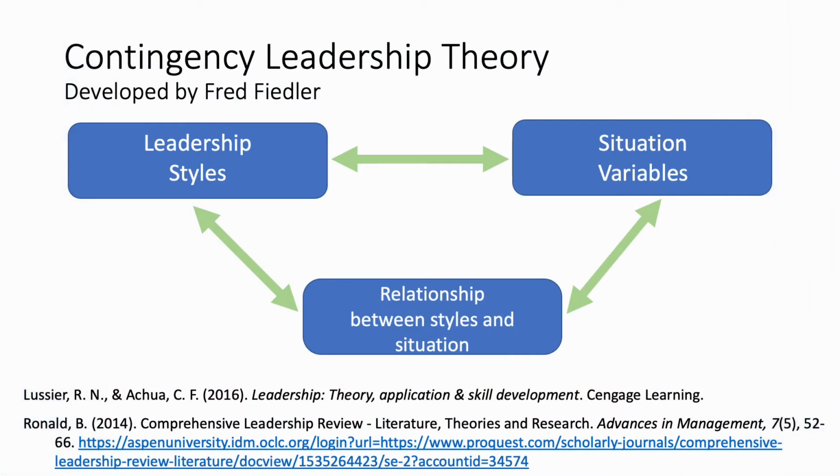The contingency leadership theory, developed by Fred Fiedler, explains that leaders should modify the circumstances of their jobs, not their styles. The contingency leadership model is used to assess whether a person's leadership style is task or relationship oriented, and whether the situation variables of leader-member relationship, task structure, and position power matches the leader's style to maximize performance.